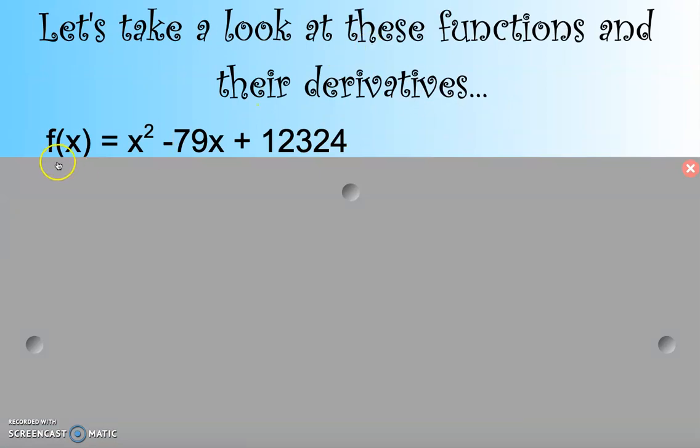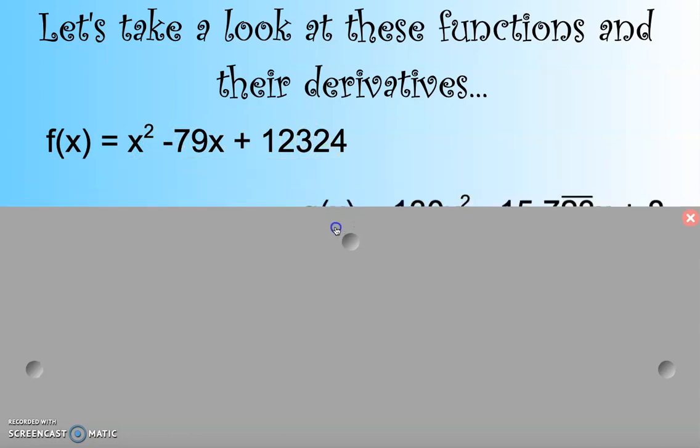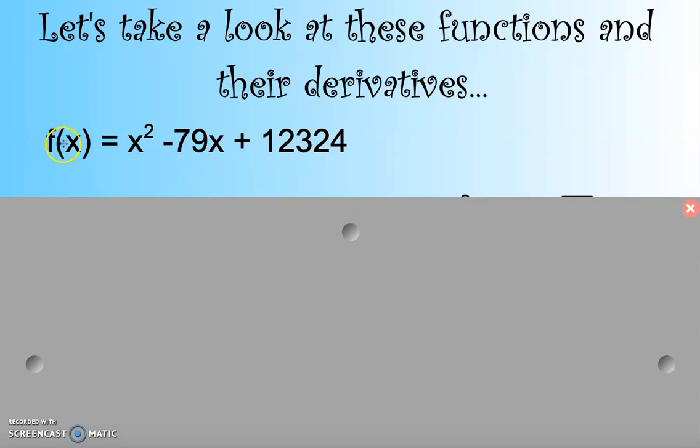So here is a function, f of x, and I just made this up. It's a quadratic. It's x squared minus 79x plus 12,324. And there are some kids who can look at this and say right away, I know what the derivative is. F prime of x is 2x minus 79. Some of you are nodding your heads yes. Some of you are, I'm not sure I can get past the bouncer of this club.